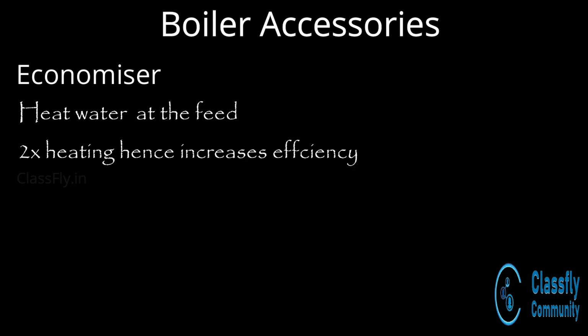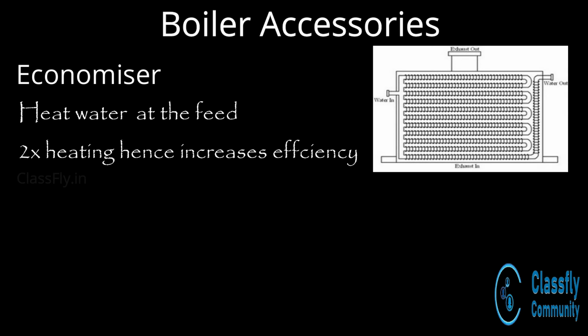Next, moving on to some of the boiler accessories. Economizer. Well, this is a device which is used to heat the water at the feed by the heat from the gases that are passing out of the chimney. Through this, we can ensure that the water undergoes double heating, first at the feed and then due to the gases at the combustion chamber, and hence increase the efficiency of the boiler.